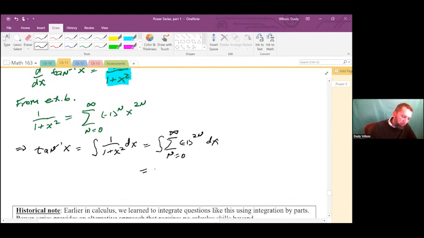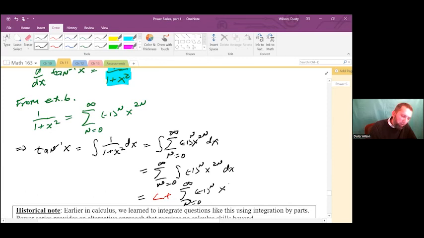Well, we can pull the summation outside, the sum from n equals 0 to infinity of the integral. Ooh, I lost an x. Oh my gosh, sorry, I got a copy error here. Negative 1 to the n, x to the 2n. So the integral from n equals 0 to infinity of negative 1 to the n, x to the 2n dx. So this would be c plus the sum from n equals 0 to infinity of negative 1 to the n, since that's a constant, times x to the 2n plus 1, all over 2n plus 1.